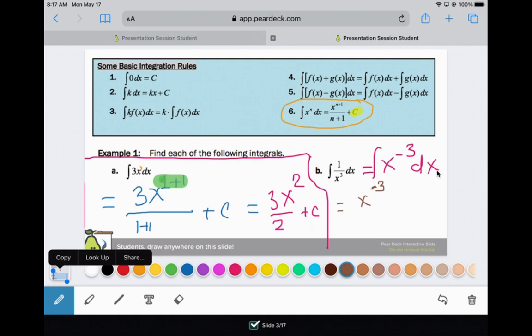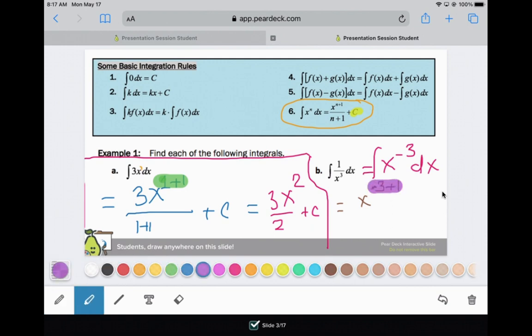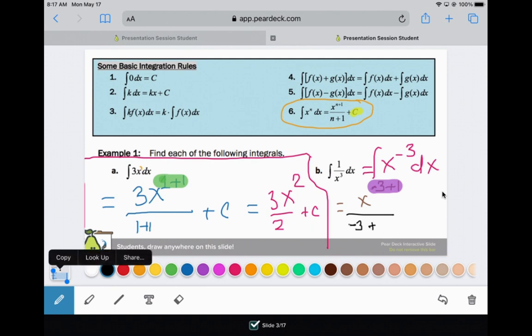Plus 1, yes. So I will add 1, right? Whatever I get for my new exponent is the one that I'm going to divide by. So I'm going to divide by negative 3 plus 1. And then I would do plus c. Don't forget the plus c. Okay, so now I'm just going to simplify this one. I don't have enough space, so I'm going to write over here. Negative 3 plus 1 gives me negative 2. Divide by negative 2 plus c.